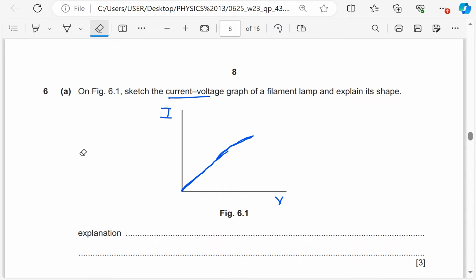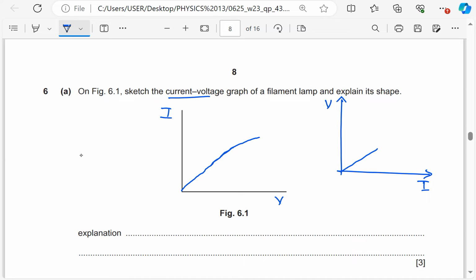Of course, for a filament lamp, as voltage increases, the current increases, but a point is reached where the change in current becomes small, where the line becomes horizontal, something like that. If you were to sketch the opposite, maybe you have reversed the axes and put V here and I here, it is just the mirror image of this. So this curve will go upwards. Something like that.